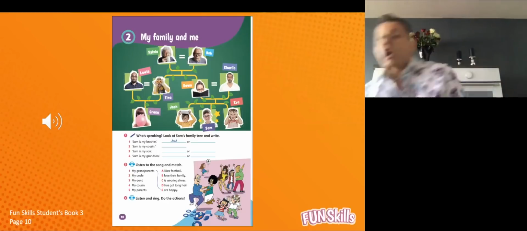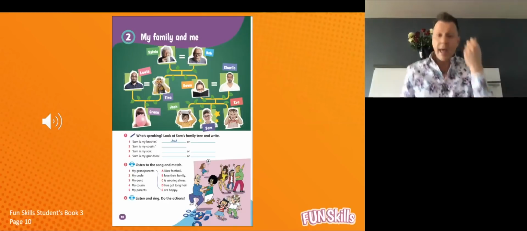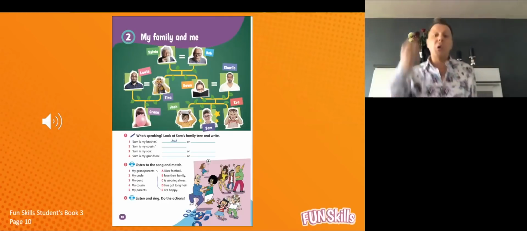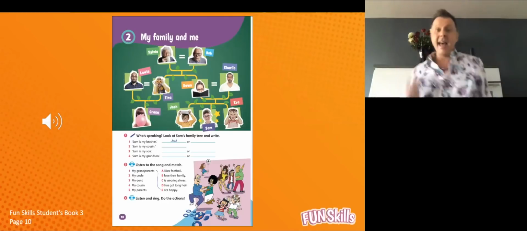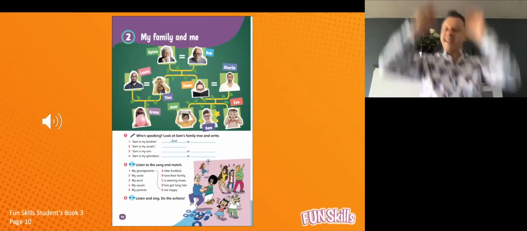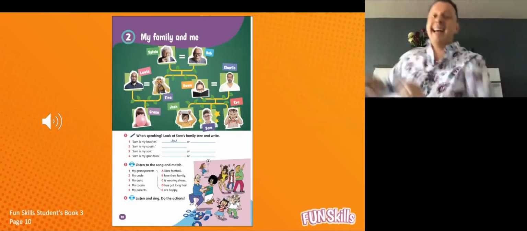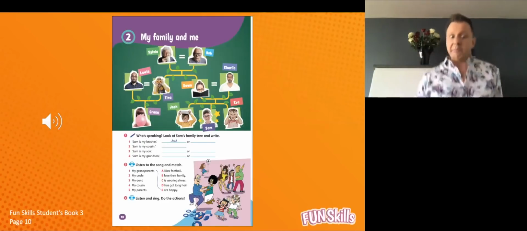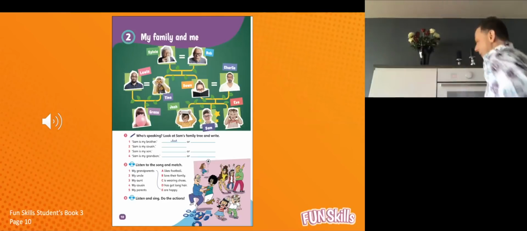My aunt's got long hair. How about you? People with long hair. Stand up and say woohoo. Ready? Woohoo, woohoo, woohoo-dee-doo-doo. Great, aerobics. Round you go!